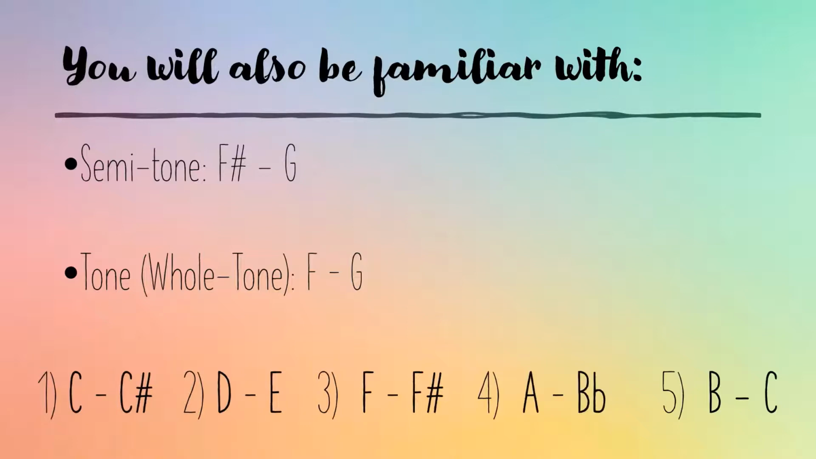Right, so number 1, C to C sharp is a semitone. Number 2, D to E is a whole tone. 3, F sharp to F is a semitone. 4, A to B flat is a semitone. And finally, B to C, number 5, is a semitone. So well done if you got them right.